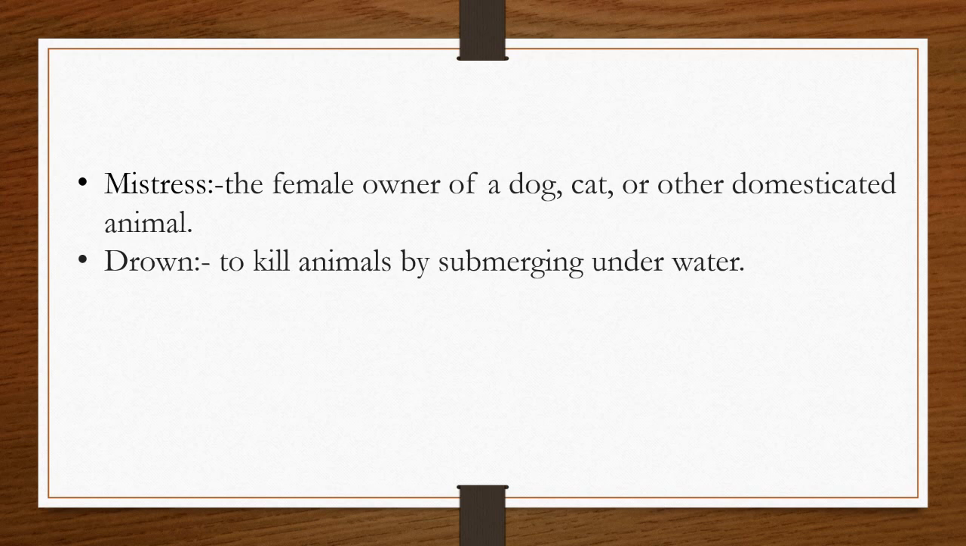The difficult words are mistress, the female owner of a dog, cat, or other domesticated animal; drown, to kill animals by submerging underwater.